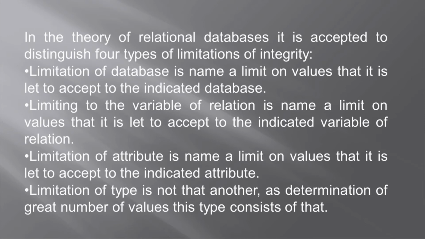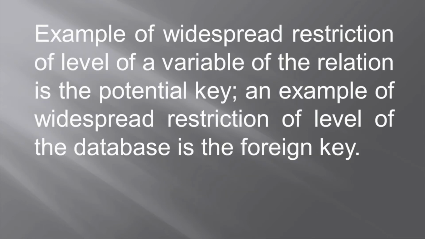And the third, limitation of attribute is a limit on values that it is allowed to accept for the indicated attribute. And the last one, limitation of type, is nothing other than the determination of a set of values. An example of a widespread restriction at the level of a relation variable is the potential key. An example of a widespread restriction at the level of the database is the foreign key.